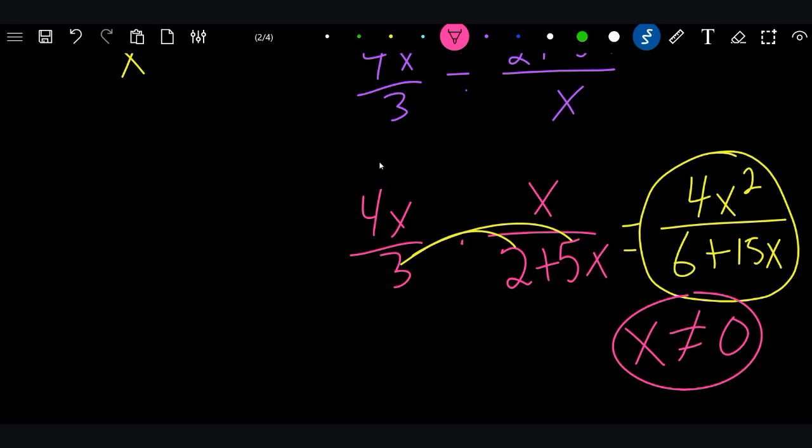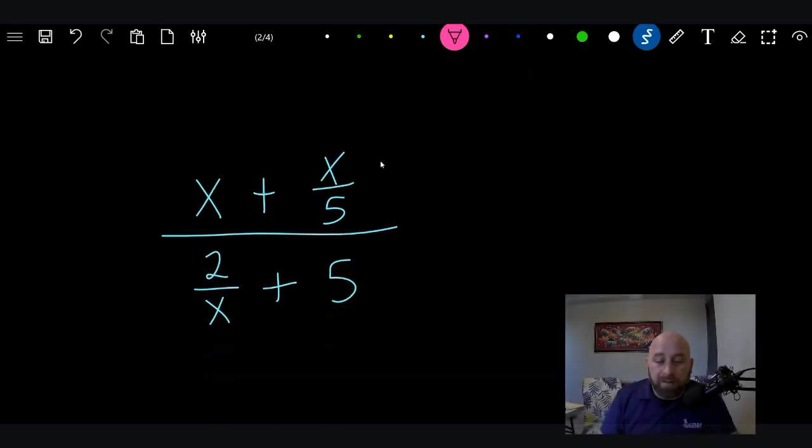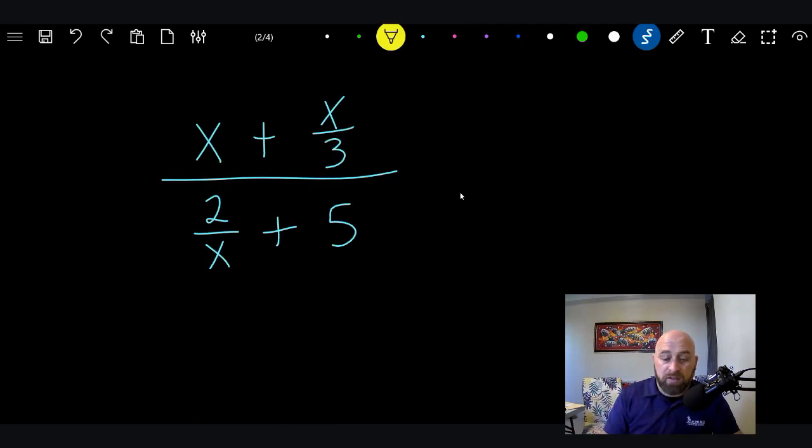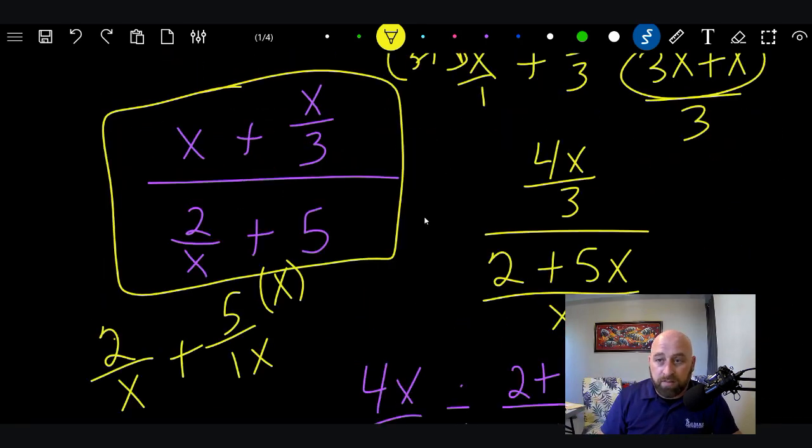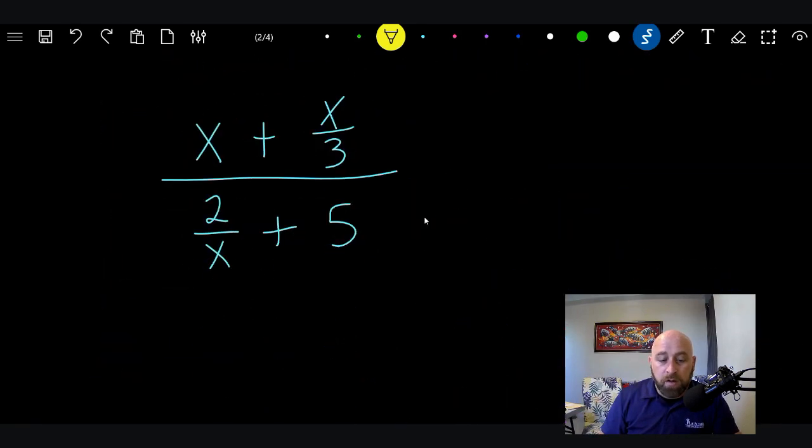All right, so basically we just followed order of operations. Now let's go ahead and solve this one. This is the exact same problem that we just did, from the same problem up here. We solved that one by order of operations. We're going to solve this one by finding the LCD.